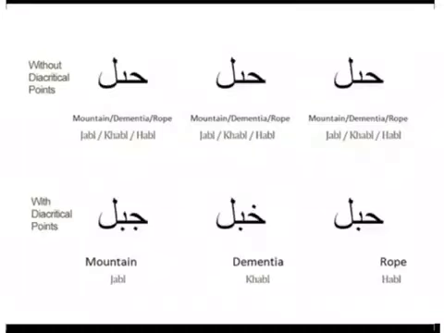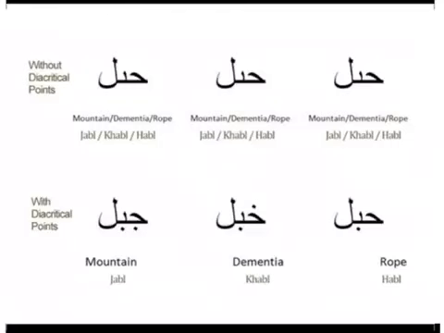In this diagram, you can see the difficulty that could happen without ijam. In the top row, you see 3 different words, but they all look exactly the same because there are no dots added to the words. In the second line, with diacritical points, you can see how the words change.